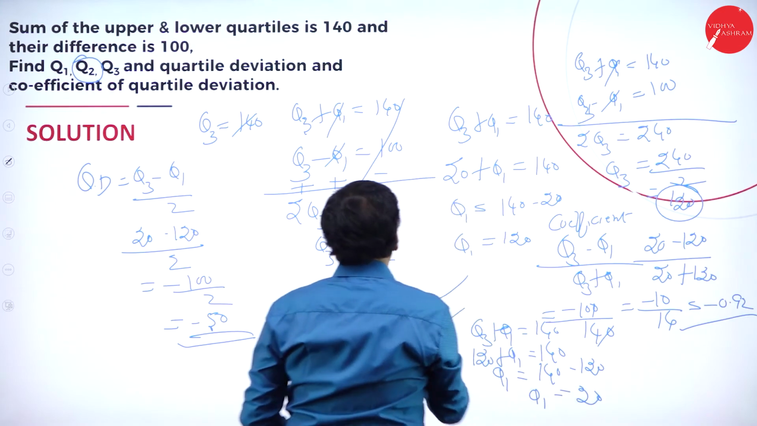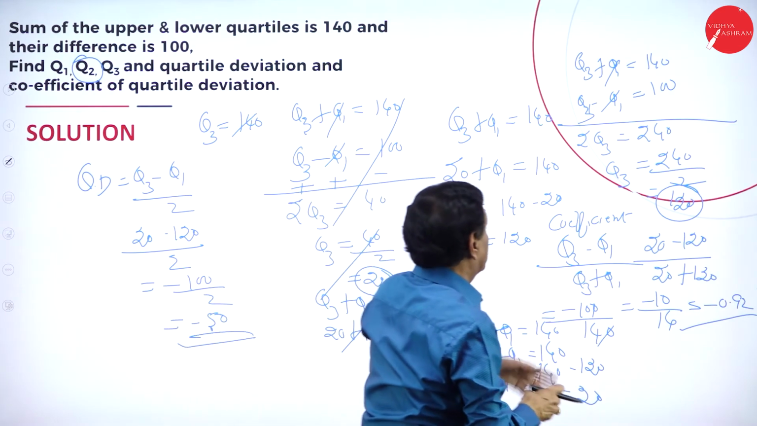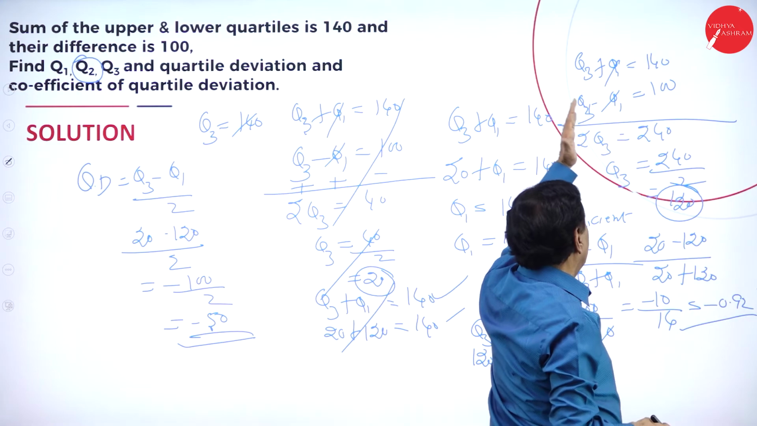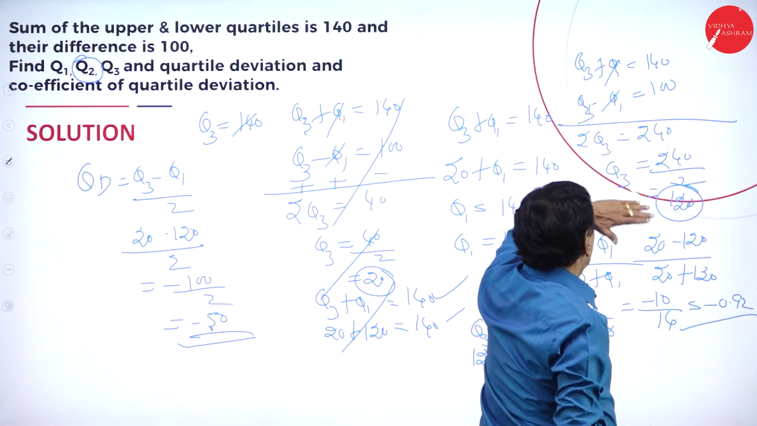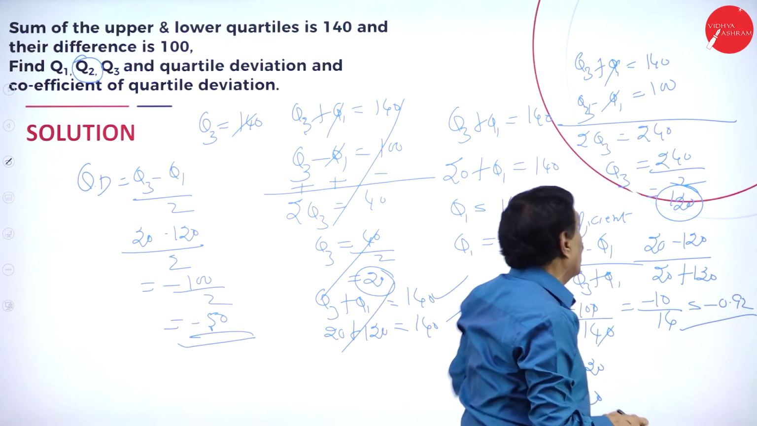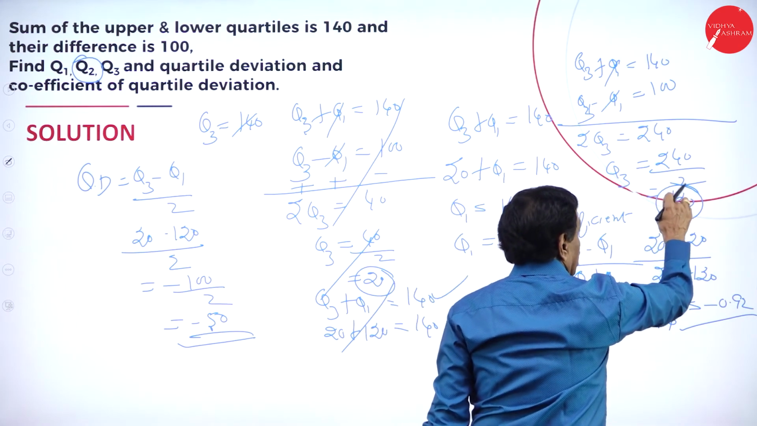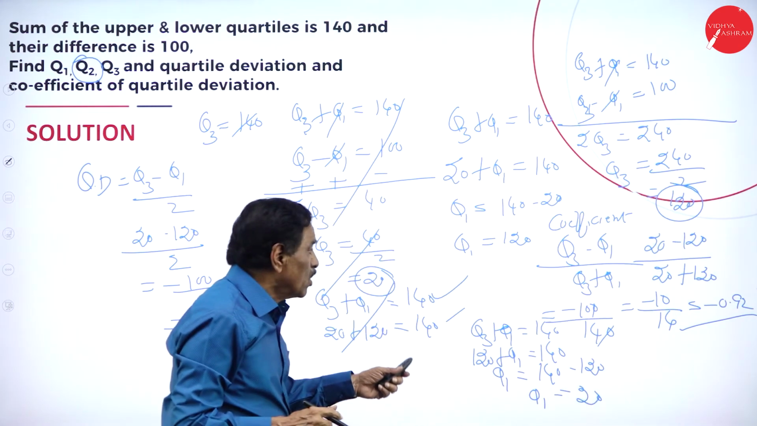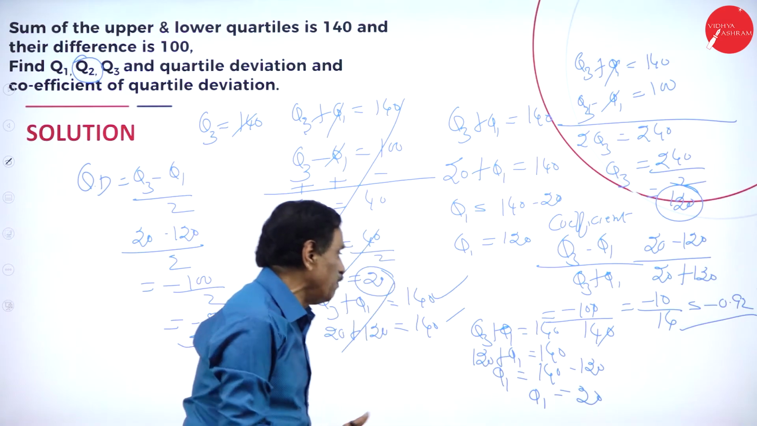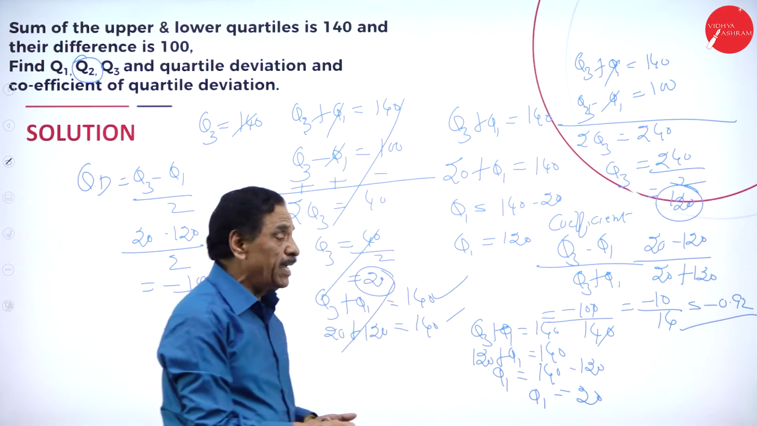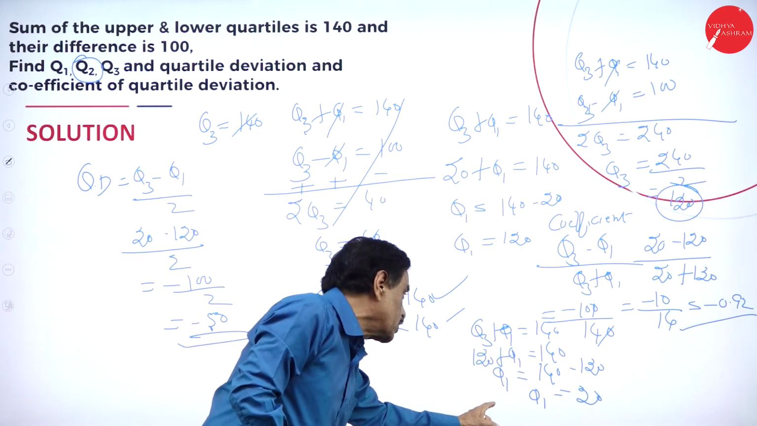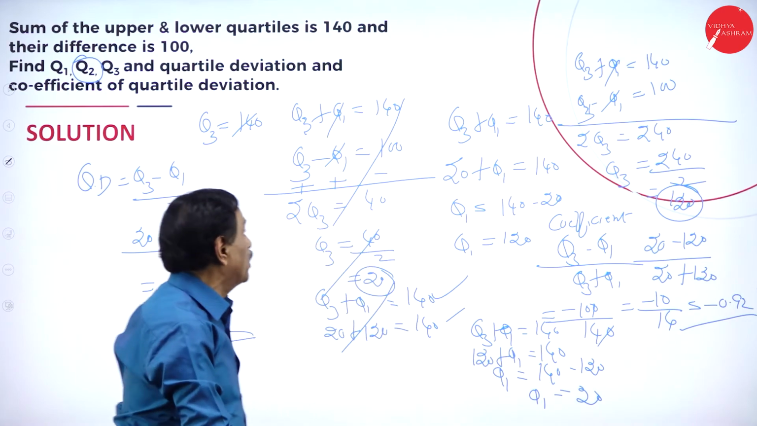Go with this formula. Q3 plus Q1 is 140. Q3 minus Q1 is 100. So if we add now, 2Q3 becomes 240. Q3 is equal to 240 divided by 2, that is 120. You know that Q3 plus Q1 is 140. What is your Q3? 120 plus Q1 is equal to 140. Q1 is equal to 140 minus 120, that is 20.